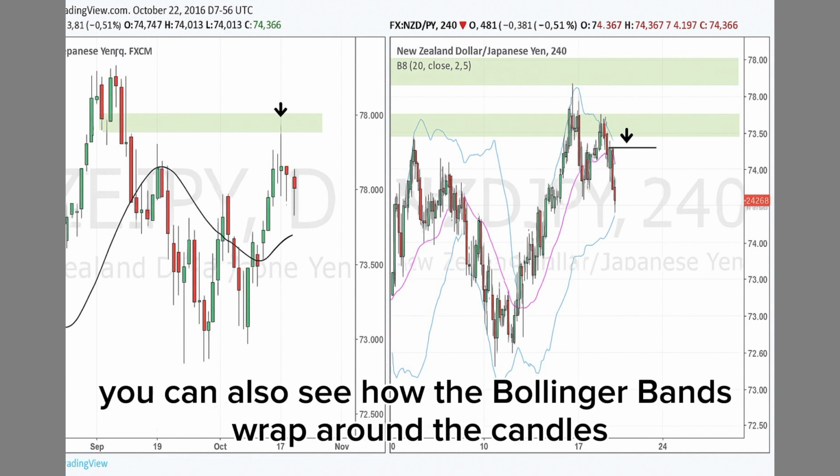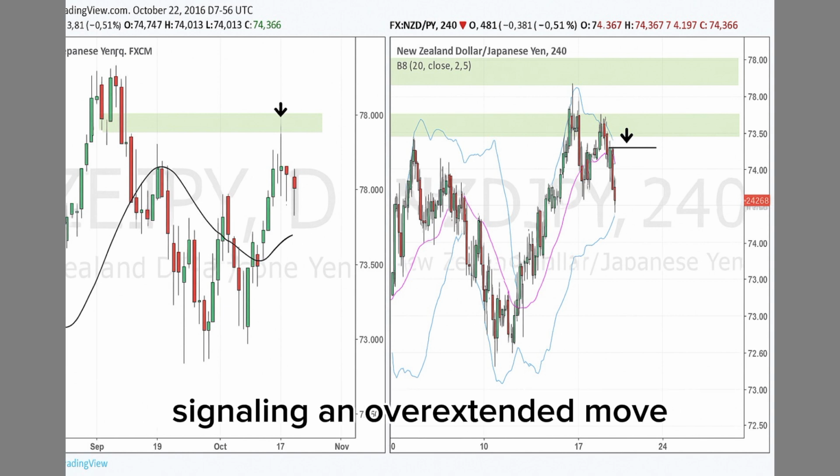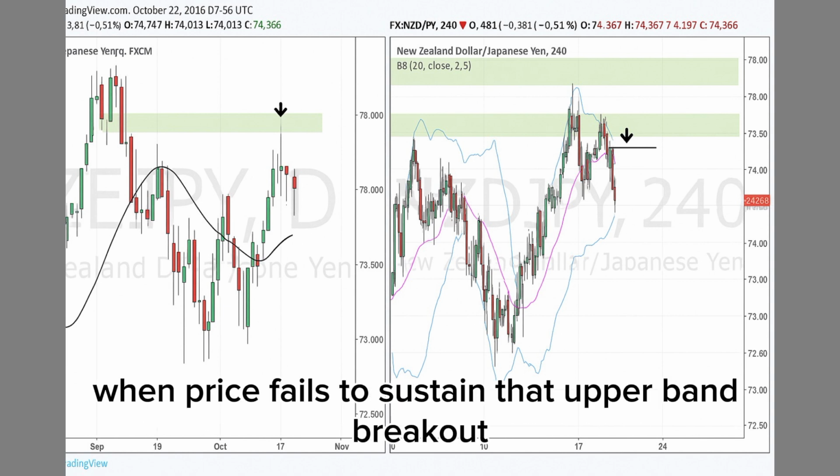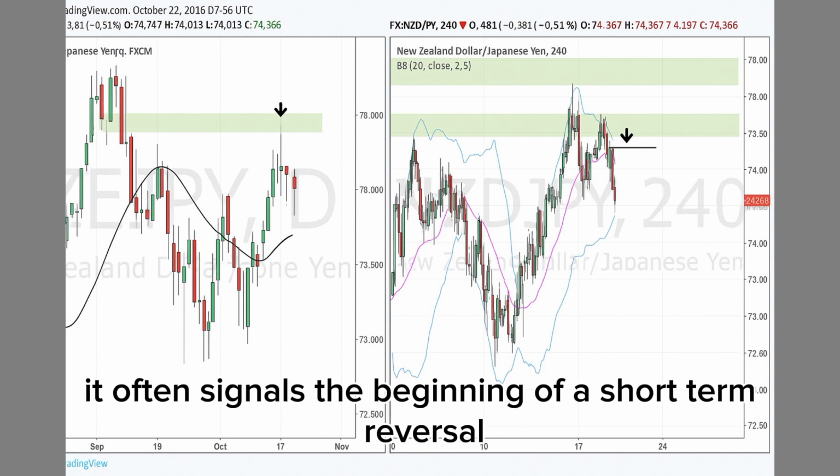You can also see how the Bollinger Bands wrap around the candles. The price reaches the upper band near the resistance zone, signaling an overextended move. When price fails to sustain that upper band breakout and instead closes back inside the bands, it often signals the beginning of a short-term reversal.